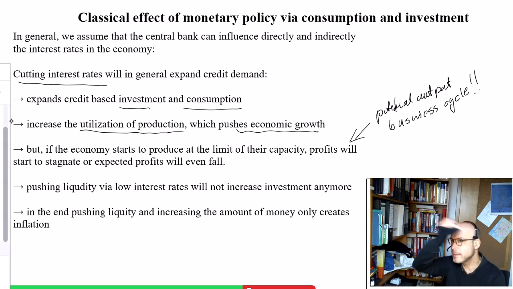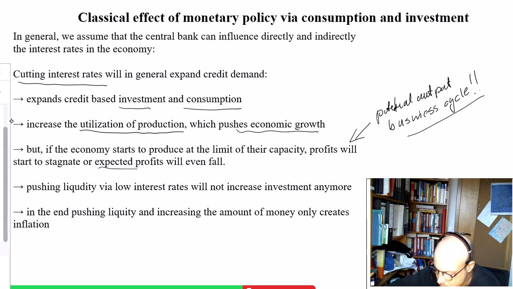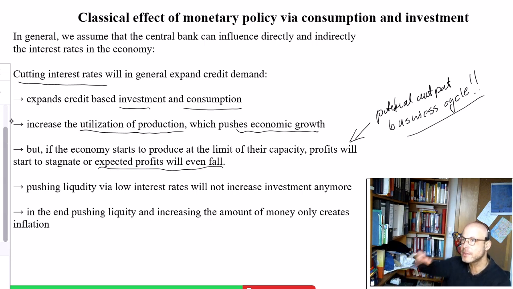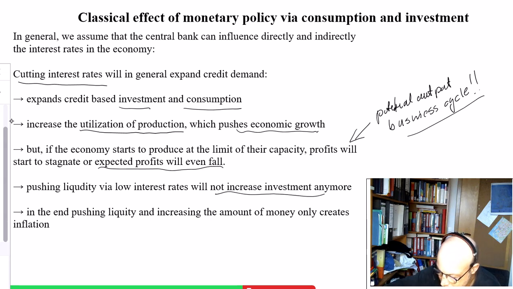When we increase demand, producing more, at some time we come to the limit of capacity. And there, in the business cycle, we come to a situation where we start to stagnate. We cannot produce much more in our economy. And so, especially since cost will increase, we expect that profits will even fall. So if we still lower interest rates, this could not start a higher utilization of production anymore because we're already at the limit. So we cannot increase investment anymore.